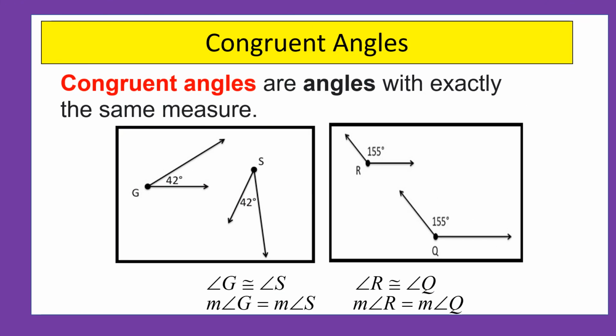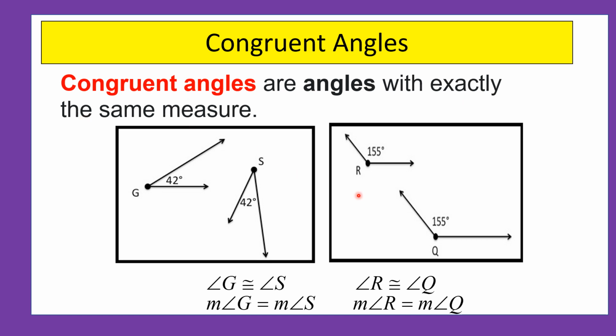We have congruent angles. Congruent angles are angles with exactly the same measure. Look at angle G. The measure of angle G is 42 degrees. For angle S, the measure of angle S is 42 degrees. So we can say that angle G is congruent to angle S. This is the symbol for congruent. Why? According to the definition, congruent angles are angles with exactly the same measure.